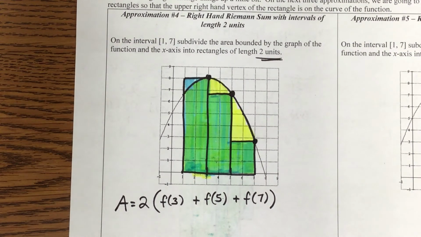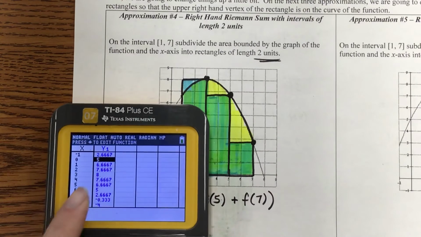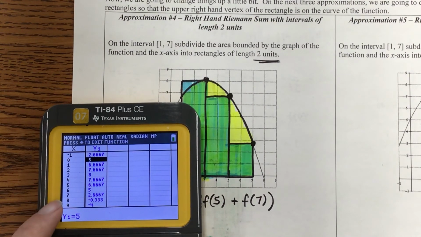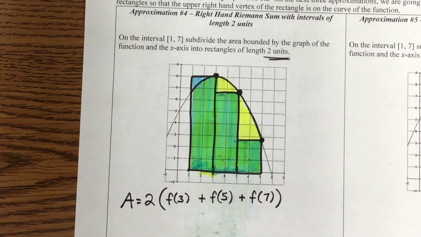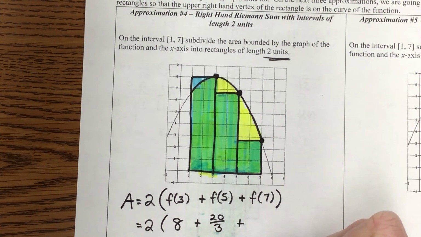Okay, f of 3 is up here, f of 5 is up here, and f of 7 is up here. We can again find those using our calculator. If you've got that table, you've already got your numbers. f of 3 was 8, f of 5 is 6 2/3, f of 7 is 2 2/3. So this is 2 times 8 plus 6 2/3, which is 20/3. And then 2 2/3 is 8/3.